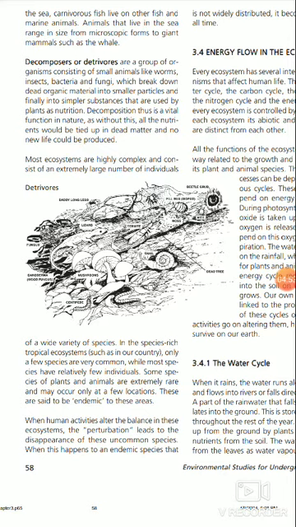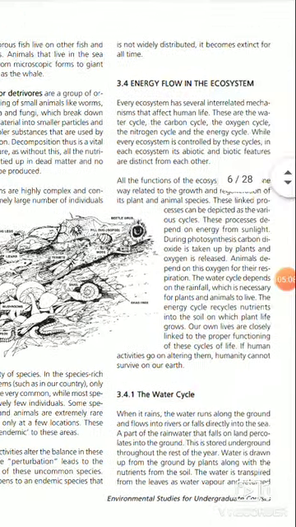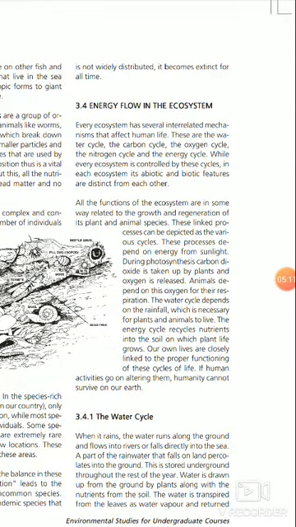When human activities alter the balance in these ecosystems, the perturbation leads to the disappearance of these uncommon species. When this happens to an endemic species that is not widely distributed, it becomes extinct for all time.